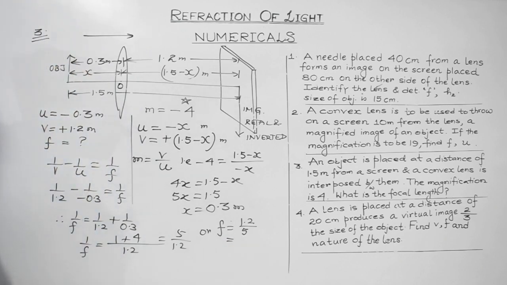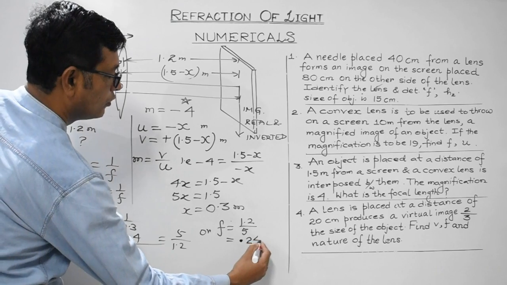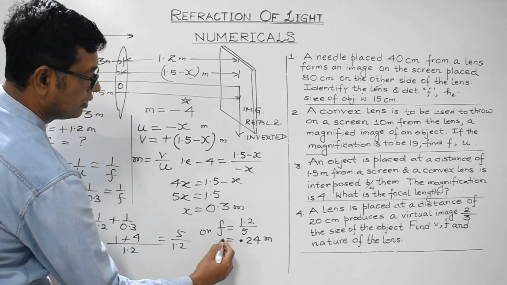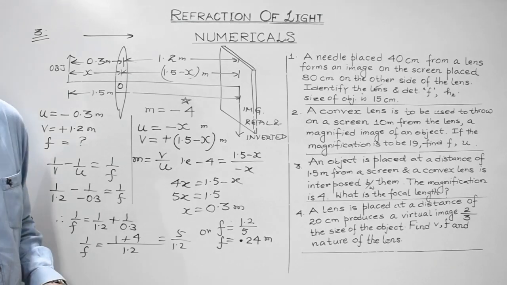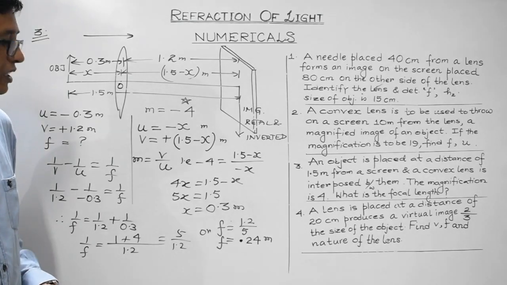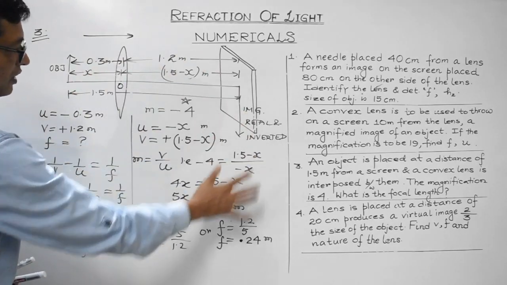So, that will give us the answer: 0.24 meter. So this is the focal length of the convex lens under consideration. 0.24 meter or 24 centimeter. So again, students, this was a very, very interesting question.